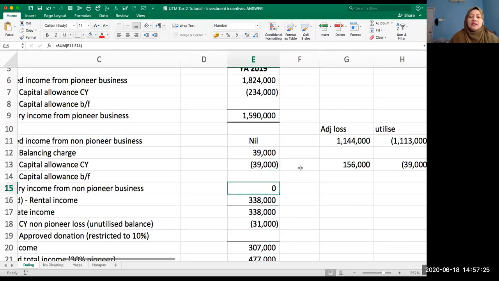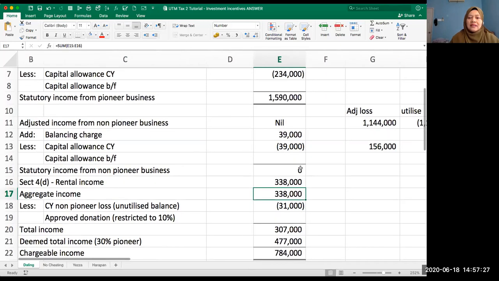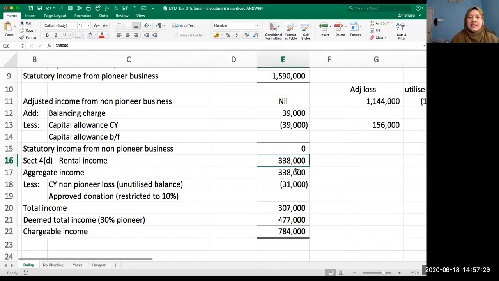In this case, you have your rental income 338,000, aggregate income is 338. So we got it correct. And then you have current year non-pioneer loss 31,000. How do you get that 31,000? Adjusted loss set off against your 70% of your statutory income. So you have a balance of loss of 31,000.